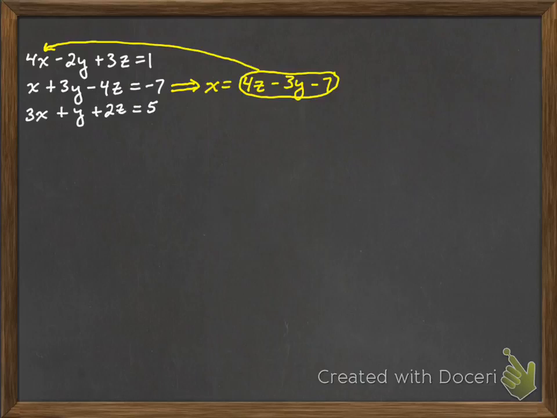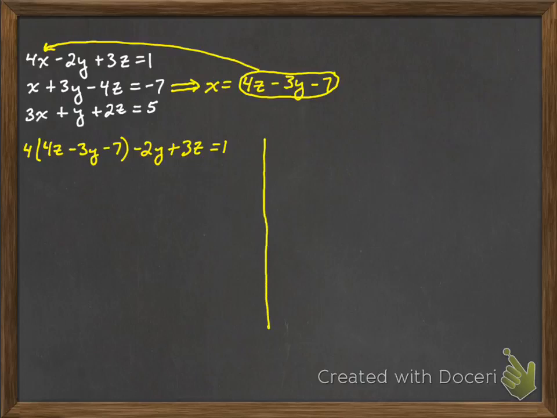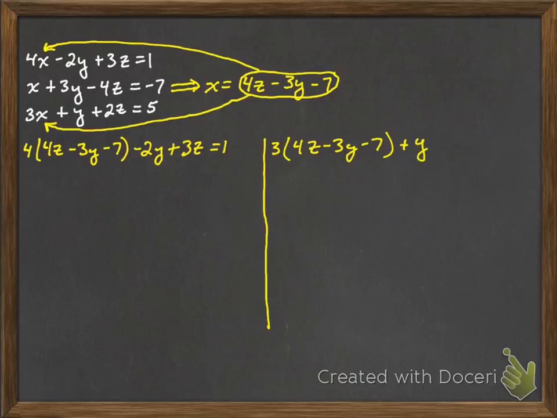We now take this value and substitute it into the other equations for x. So substituting into the first equation will give us 4 times 4z minus 3y minus 7, and then minus 2y plus 3z equals 1. And then we also substitute into the other equation for the x, giving us 3 parentheses 4z minus 3y minus 7 plus y plus 2z equals 5. Now we'll distribute.